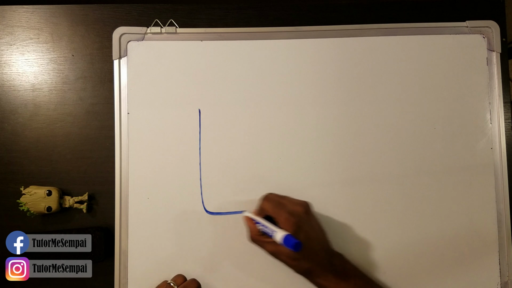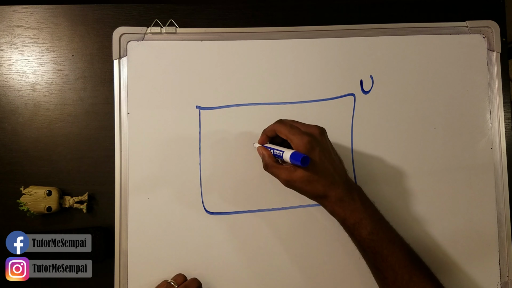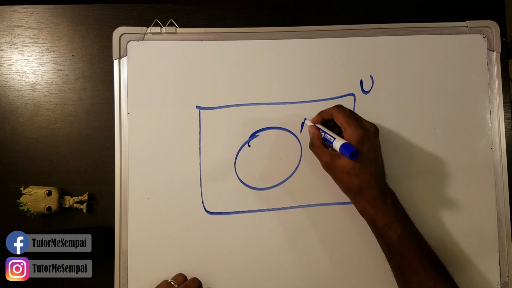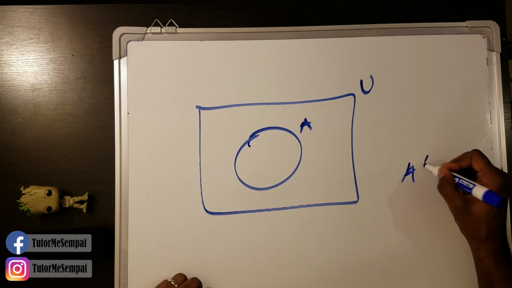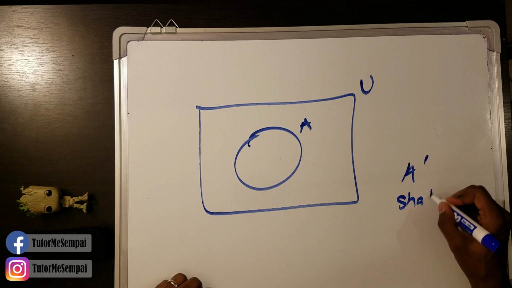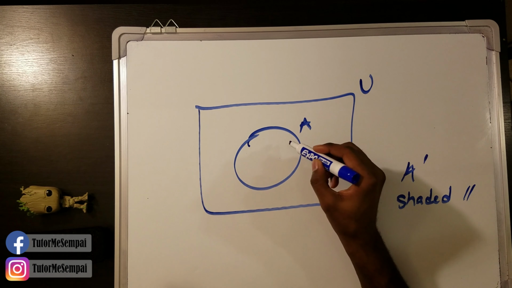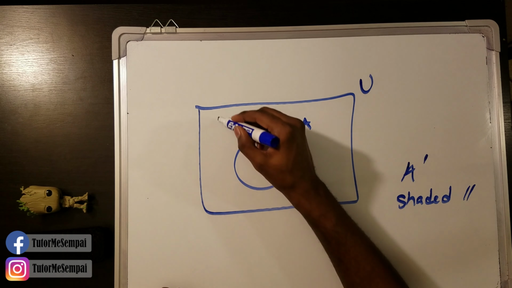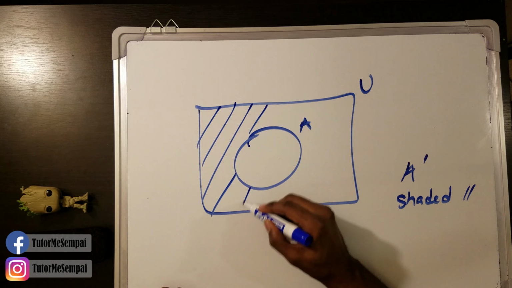So remember, we have our box, our universal set U, and we're going to have this set A inside. Well, if we want to shade A complement, that's going to be everything that's not in A but is in U, so we're going to end up shading the outside, just like this.